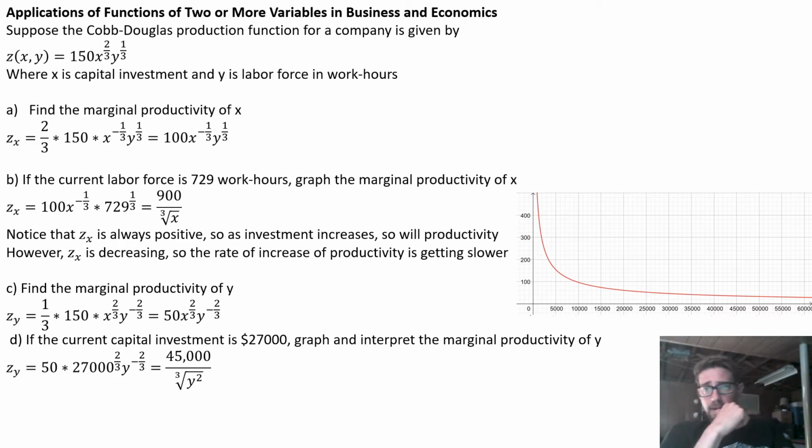It's red now, but it looks exactly the same, because everything we said about marginal productivity with respect to capital is true for labor as well. If we keep throwing more and more people and labor hours at it, this rate is always positive, so productivity will keep going up, but it'll go up less and less. So that's it.